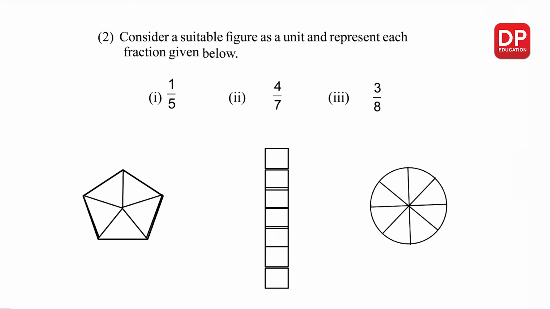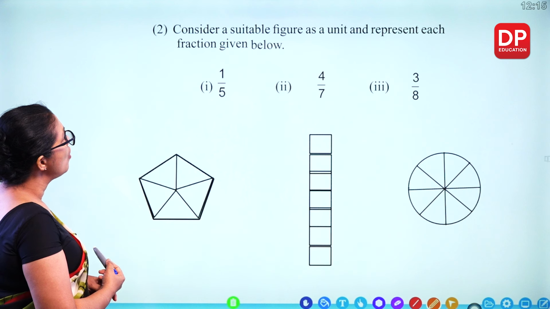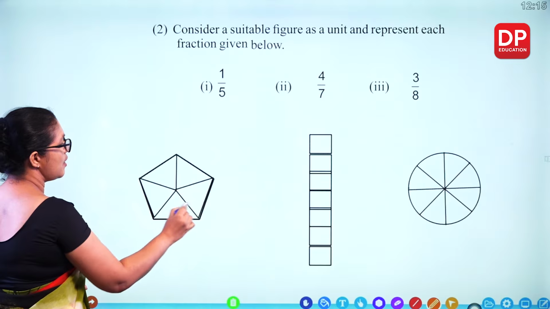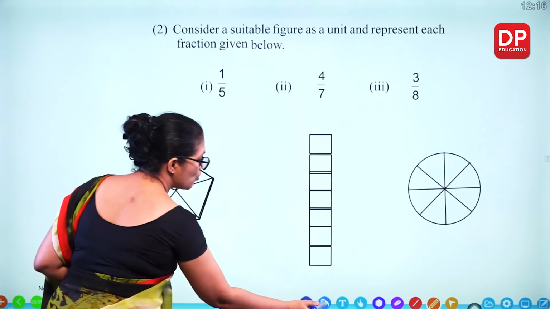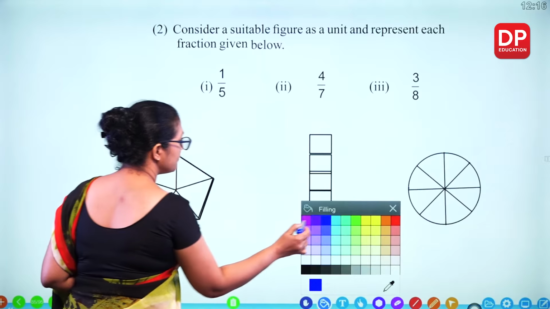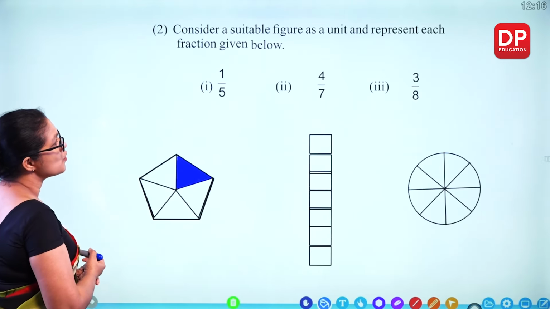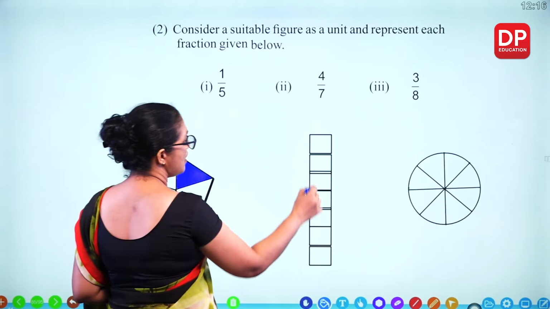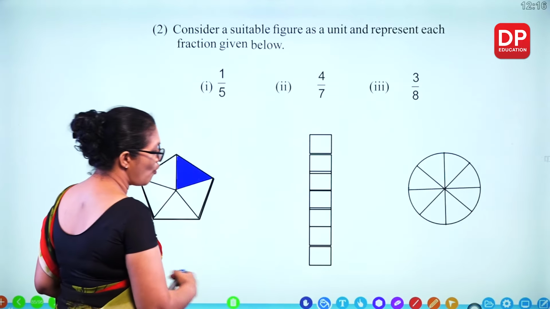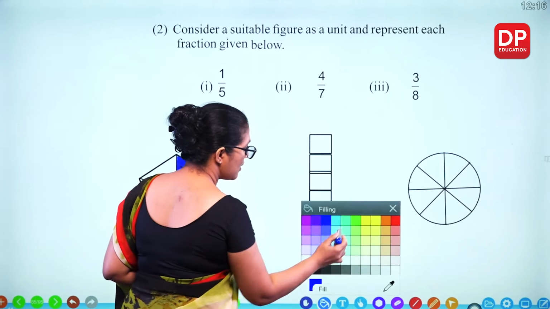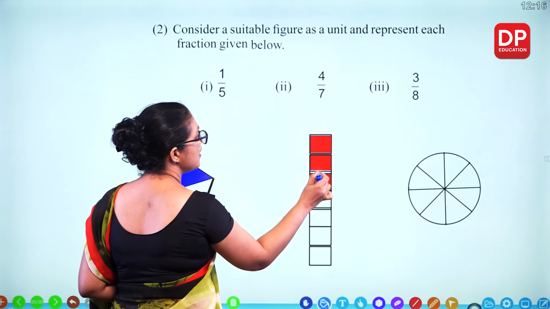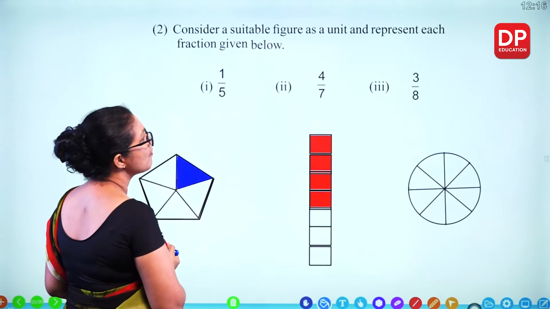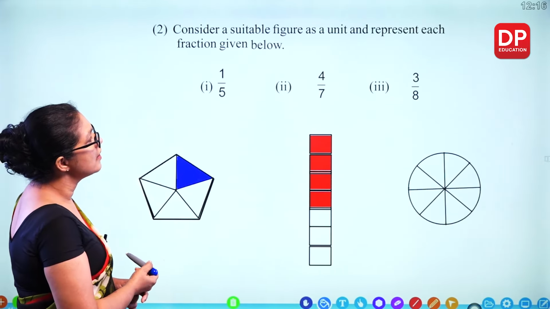Consider a suitable figure as a unit and represent each fraction given below. 1 over 5, that means equally divided into 5 parts. And 1 part we need to shade. That's 1 part. 7 parts are there. 4 parts we need to shade. I'll take red color. 1, 2, 3, 4. 4 parts shaded out of 7.